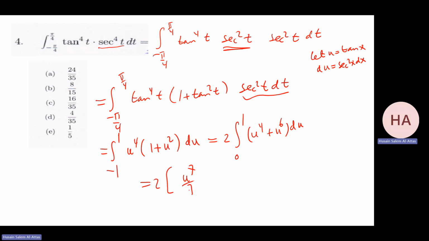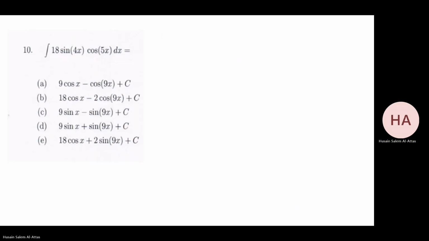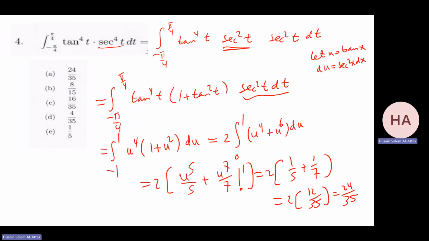U to the power 5 over 5, plus u to the power 7 over 7, from 0 to 1. Why rush it? So you have 2 times 1 over 5 plus 1 over 7. That will be 2 times 12 over 35, which is 24 over 35. Okay, which is this one.